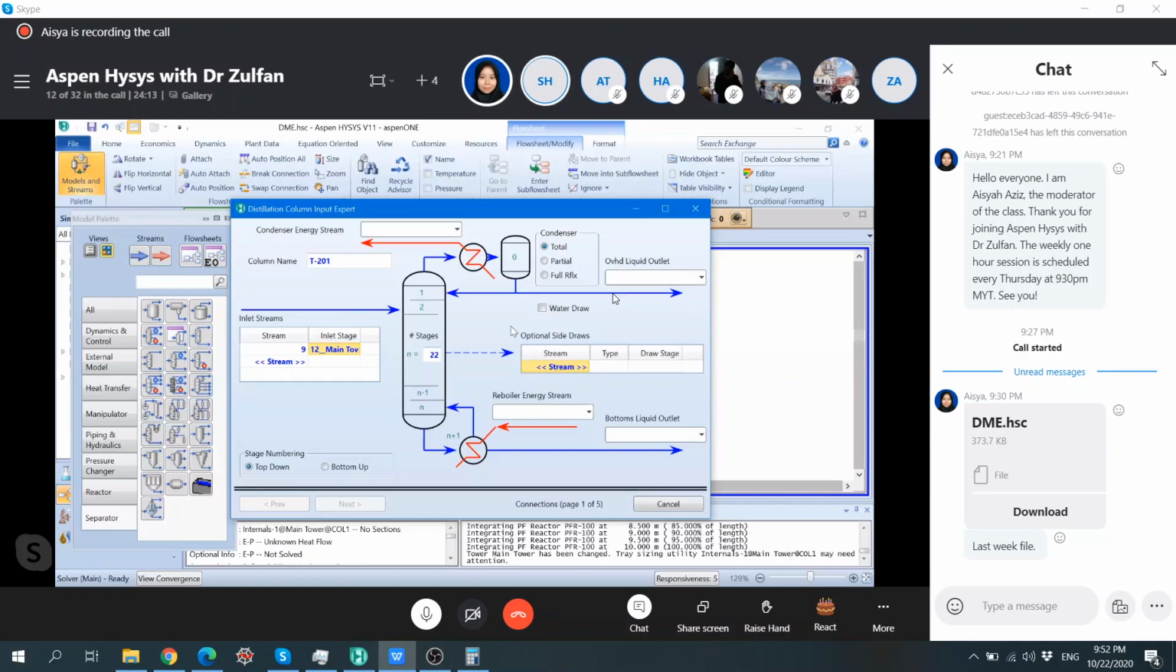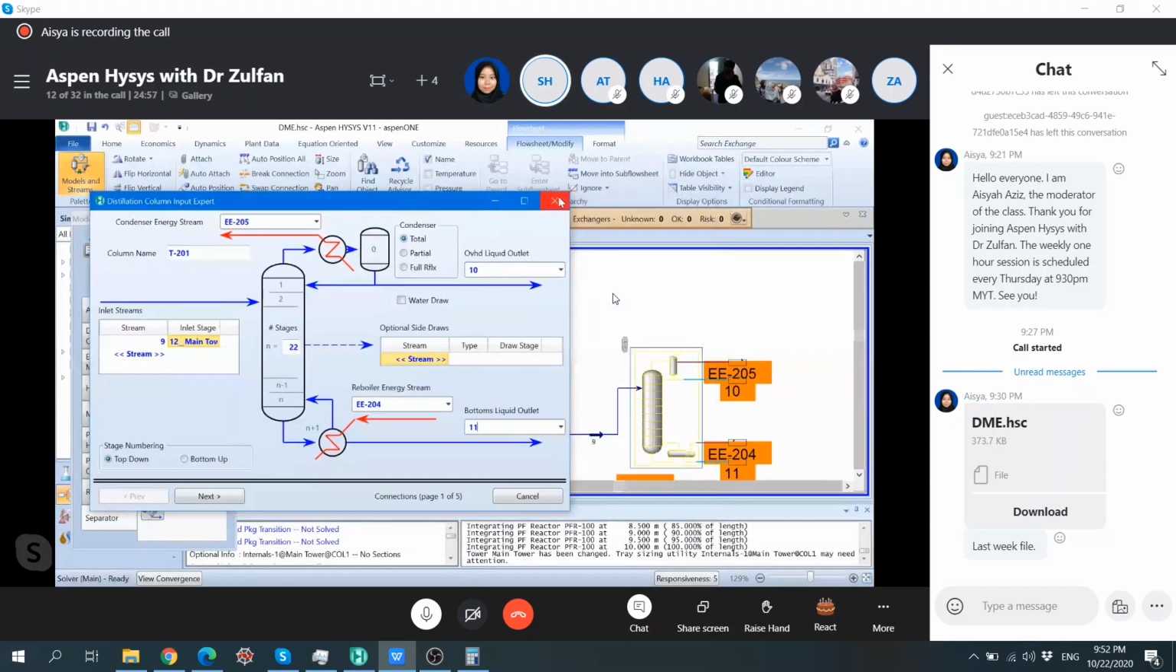So in this case, we select total condenser, and then you can make the necessary streams: the condenser stream, liquid outlet stream, reboiler stream, and then the bottom liquid outlet. So how do we know which stage we should set for our meter? We will discuss that later.